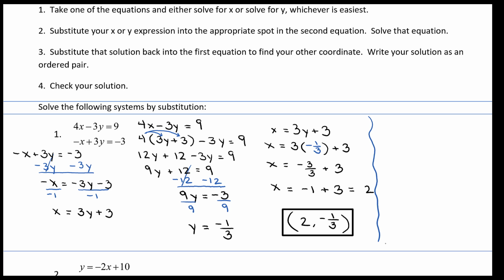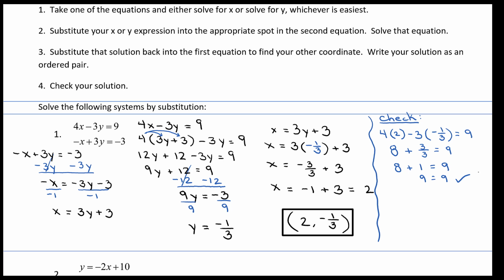All right, so let's go ahead and do our check right over here to the right. I have a little bit of space. So let's first check it in our first equation, the 4x minus 3y equals 9. I'm going to substitute 2 for x and negative 1/3 for y. So I'm going to end up with 4 times 2 is 8, and negative 3 times negative 1/3 is going to give me positive 3/3. We're trying to see if this equals 9. So this is 8 plus 1. Is that equal to 9? Yes, it is. 9 equals 9.